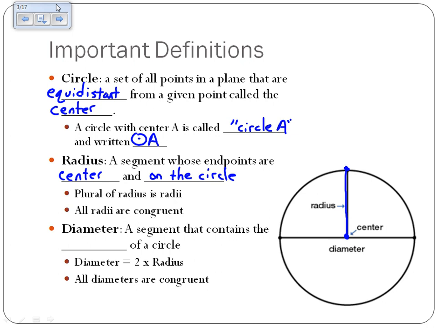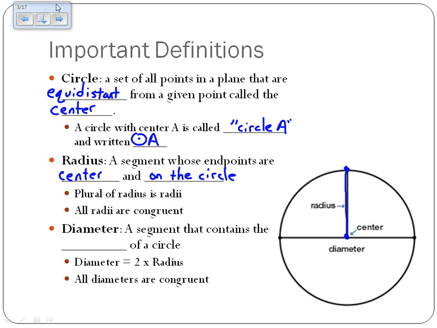The plural of radius is radii. You don't need to write that down, but just to introduce you to that. Just like hypotenuse was hypotenuse, or rhombus was rhombi, it comes from the Latin. So radius, plural is radii, and it's spelled kind of weird. It's got two I's next to each other.